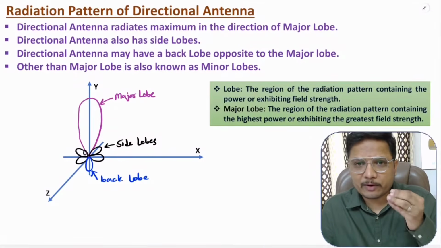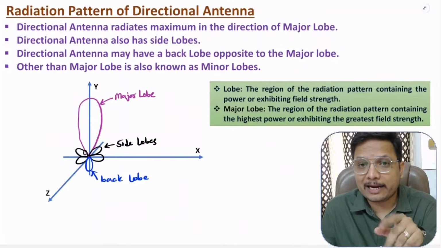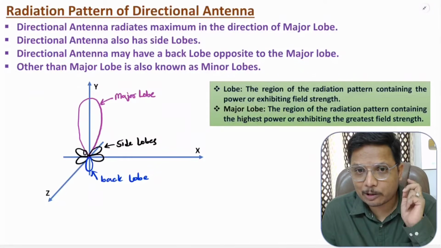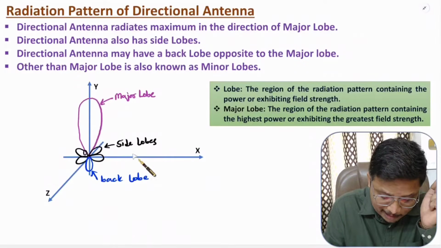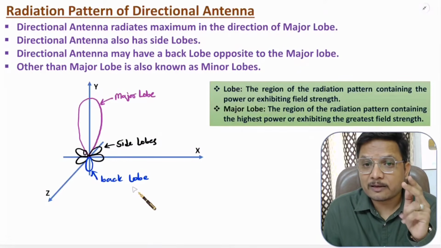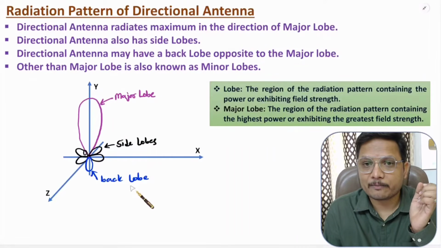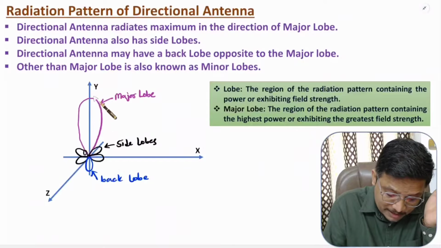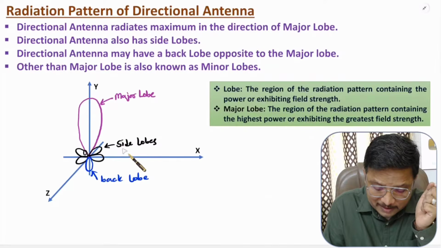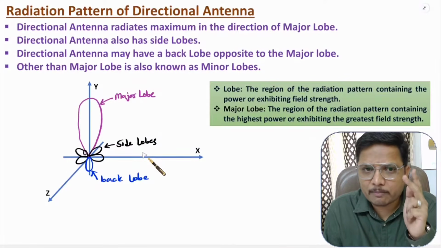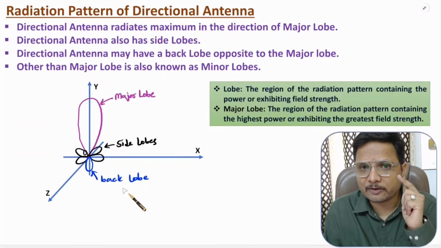See, you need to understand a few definitions. Major lobe contains major radiation power, and other than the major lobe are minor lobes. Here if you observe, this is the major lobe, right? Other than the major lobe are side lobes and back lobe. So minor lobes are a combination of side lobes and back lobe, right? Back lobe, that is opposite to the major lobe, right? And other than the major lobe and back lobe will be side lobes, but minor lobes, that is a combination of side lobes and back lobe, right? So that is how a few definitions are there that you need to understand.